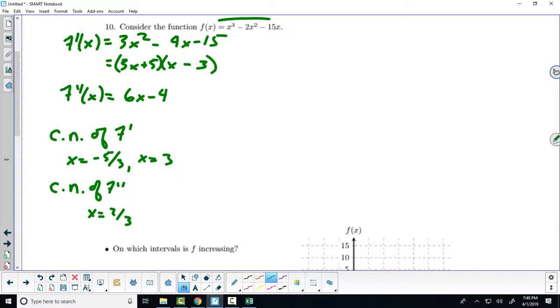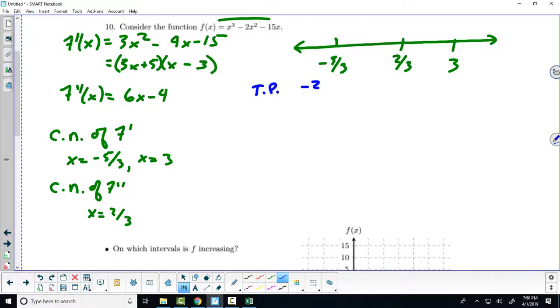So we're now going to make a number line, and on the number line, I'm going to put all of the critical numbers of both the first and second derivative. So we've got critical numbers at minus 5/3, at 2/3, that's a 5 there, and at 3. So now I'm going to go ahead and pick some test points. Negative 2 is my favorite number there. Maybe 0, maybe 1, and maybe 4.